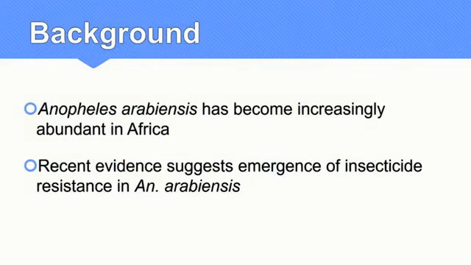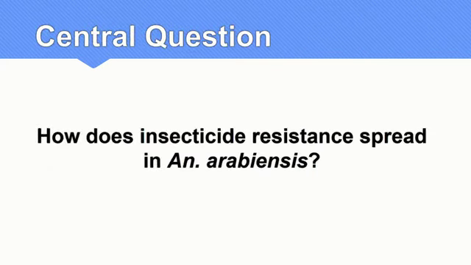So some background on the project is that Anopheles rabiensis have become increasingly abundant in Africa and are playing a key role in maintaining residual malaria transmission. While insecticide resistance in Anopheles rabiensis has remained relatively low with respect to Anopheles gambiae, there are recent reports suggesting the emergence of resistance in Anopheles rabiensis in Kenya. Which leads us to our central question driving the study: how does insecticide resistance spread in Anopheles rabiensis?